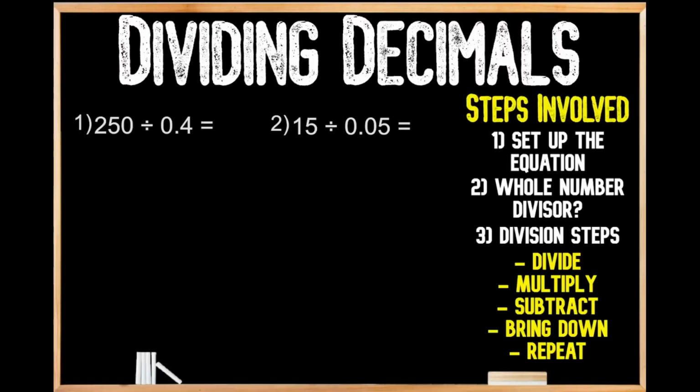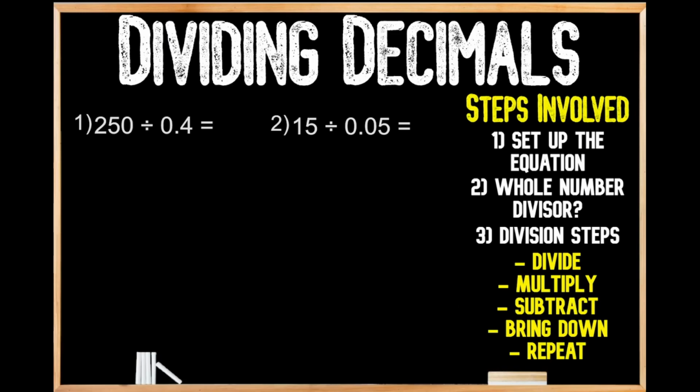Today we're going to be looking at how to divide a whole number by a decimal. And by the end of this video, you'll know the steps involved when dividing a whole number by a decimal. So let's get started. In question number 1, we're being asked to divide 250 by 4/10.